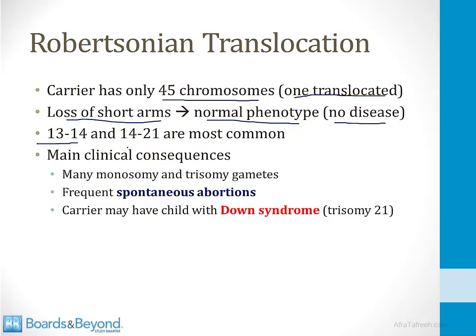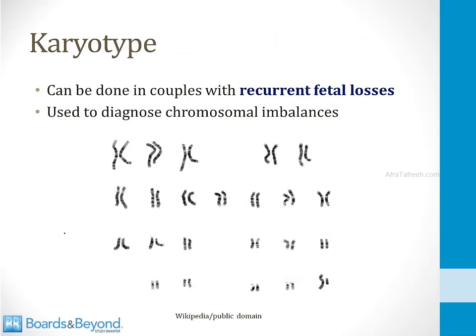13 and 14 and 14 and 21 are the most common, and because 21 is often involved, this is one of the ways you can get Down syndrome or trisomy 21. The main clinical consequences are many monosomy and trisomy gametes, and for this reason there are frequent spontaneous abortions. The other consequence is that the carrier may have a child with Down syndrome or trisomy 21. Because of the possibility of a Robertsonian translocation leading to fetal loss, a karyotype is a test that's often done in couples who have recurrent fetal losses.